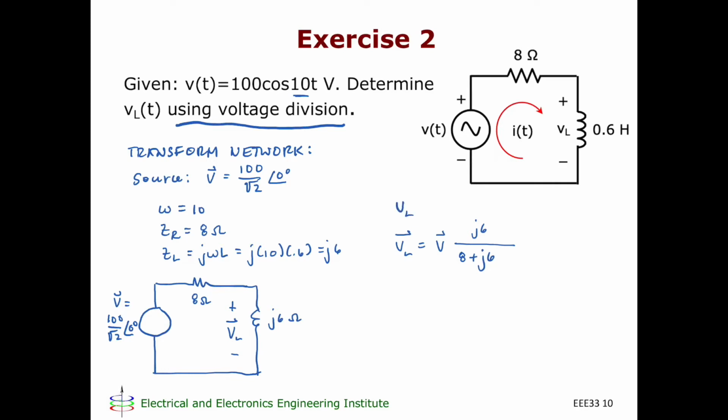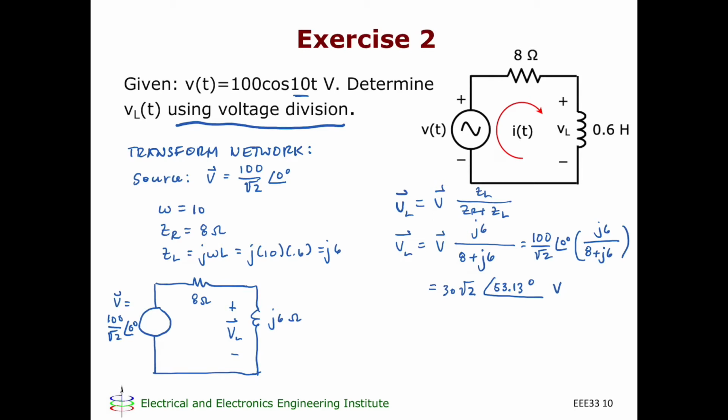This is VL is equal to V times ZL over ZR plus ZL. So VL equals V times j6 over 8 plus j6. So this is 100 over the square root of 2 at an angle 0 degrees, times j6 over 8 plus j6. And again, using your calculator, you're going to get 30 times the square root of 2 at an angle 53.13 degrees volts.